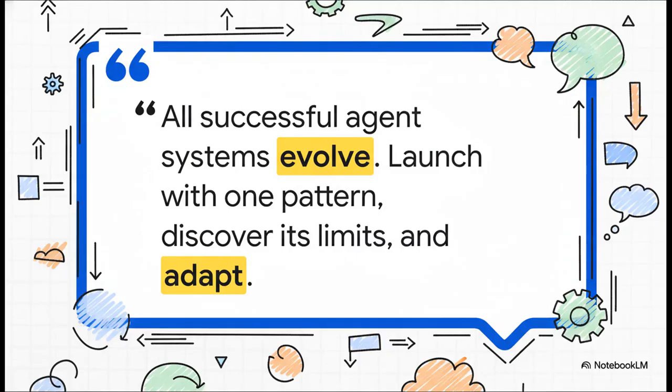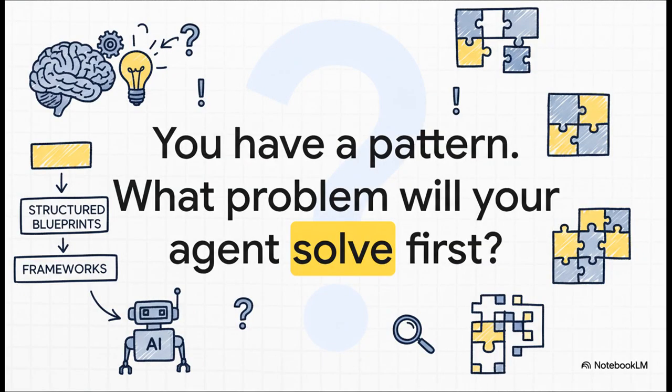And remember, your first choice is not your final choice. The best systems are never built in one go. They evolve. You launch with one pattern, you see how it does in the real world, you find its breaking points, and then you adapt. You iterate. So go ahead and choose your starting pattern, but remember to invest just as much in your ability to watch, to learn, and to iterate on it. That's how a good blueprint turns into a great system. So the only question left is, what problem are you going to solve first?